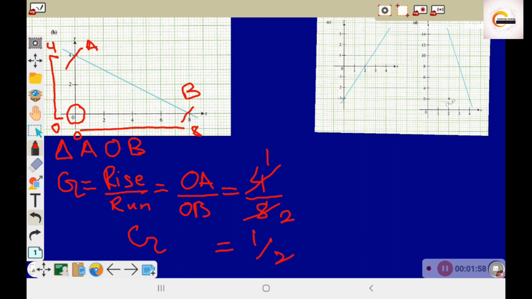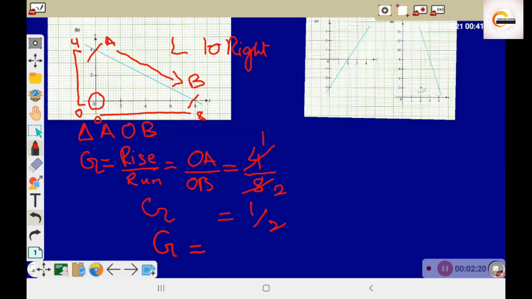But I have explained to you that if the slope is coming down from left to right, then the slope will be negative. So the final answer is going to be negative half.